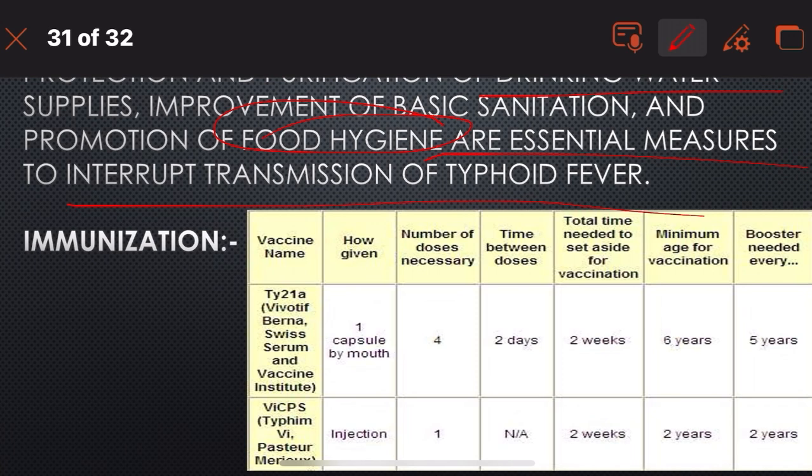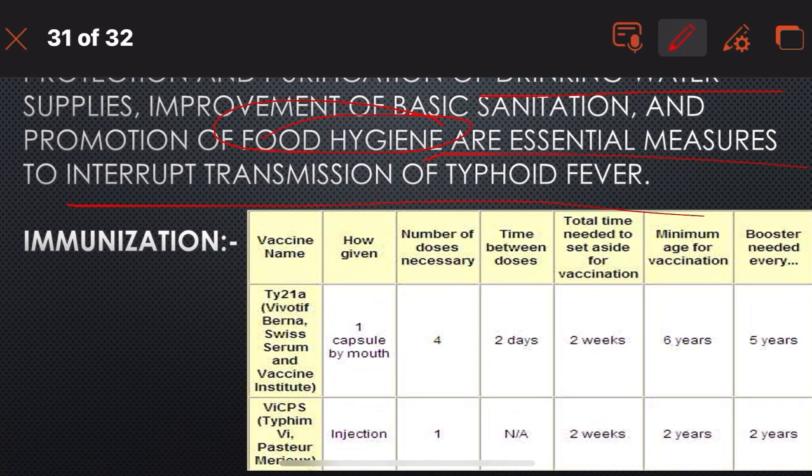The number of doses necessary is 4. The time between the doses is 2 days. On day 1, you take the dose, then a gap of 2 days, followed by another dose, a gap of 2 days, followed by another dose, and so on. Then the total time needed to set aside for vaccination is 2 weeks. It can go up to 2 weeks.